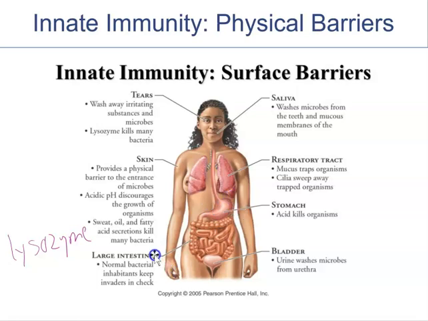And then we have flora. Flora are like the good guys. That's the normal, healthy bacteria, and we have it covering our skin. We have it inside our large intestine, and so our normal flora protects us because that does its own warfare with any of the pathogenic ones, and so it helps kill them so they don't make us sick.